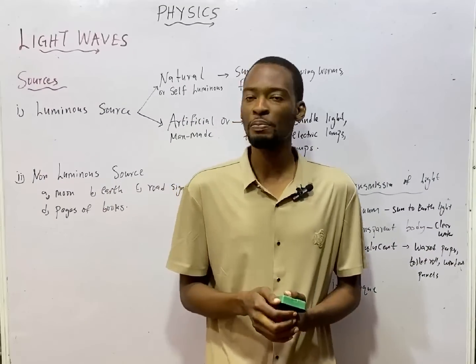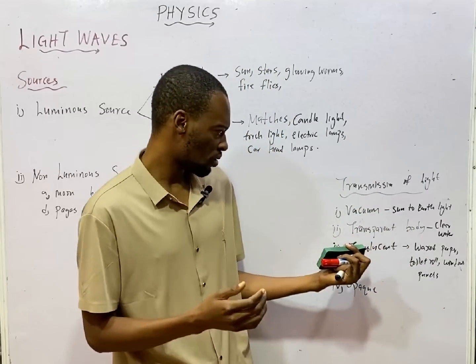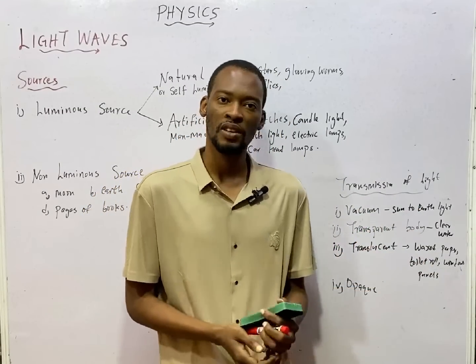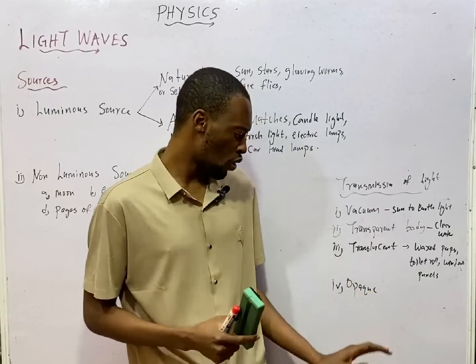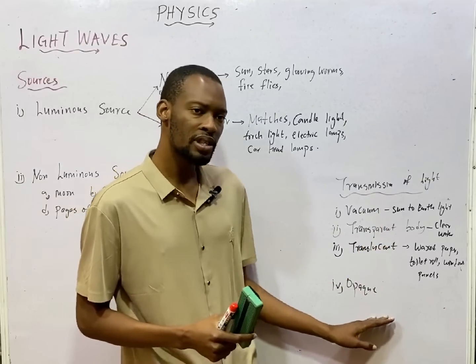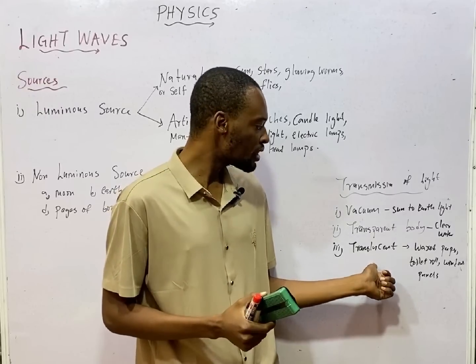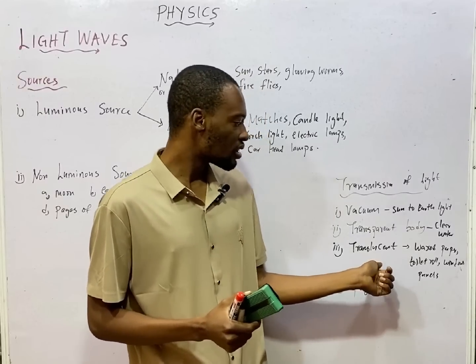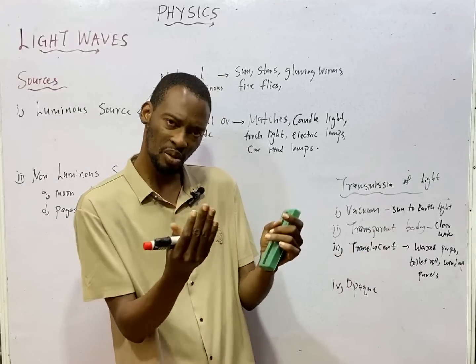We shall be ending this episode with the transmission of light. Like I've already talked about, objects can be transparent, translucent, or opaque. Then we have vacuum. Opaque objects do not allow light to pass through them. Translucent objects are in between transparent and opaque. Light can pass through them only a little.